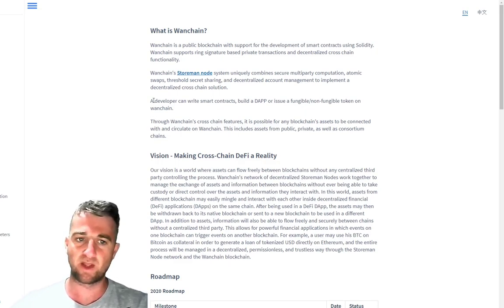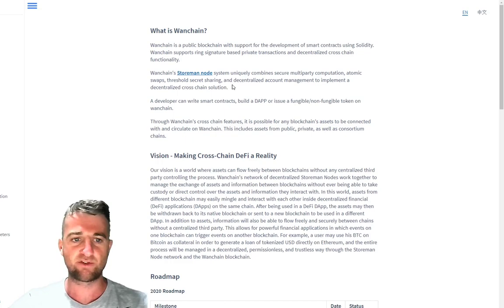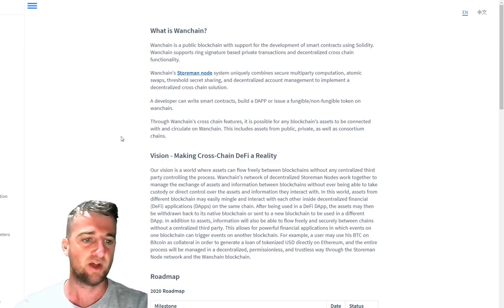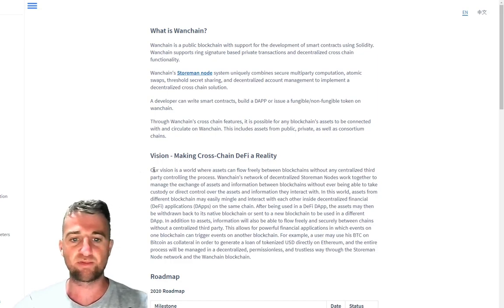There's quite a lot of information here, so it is aiming towards a privacy side, decentralized side, with a DeFi aspect to it. So there's quite a lot already crammed into this project, and we're just literally touching the surface. So a developer can write smart contracts, build a DApp, or issue fungible, non-fungible tokens on Wanchain. Through Wanchain's cross-chain features, it is possible for any blockchain's asset to be connected with and circulate on Wanchain. This includes assets from public, private, as well as consortium chains.